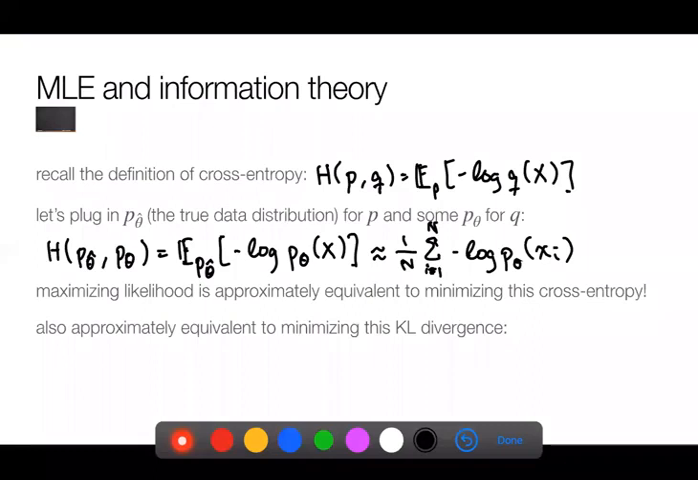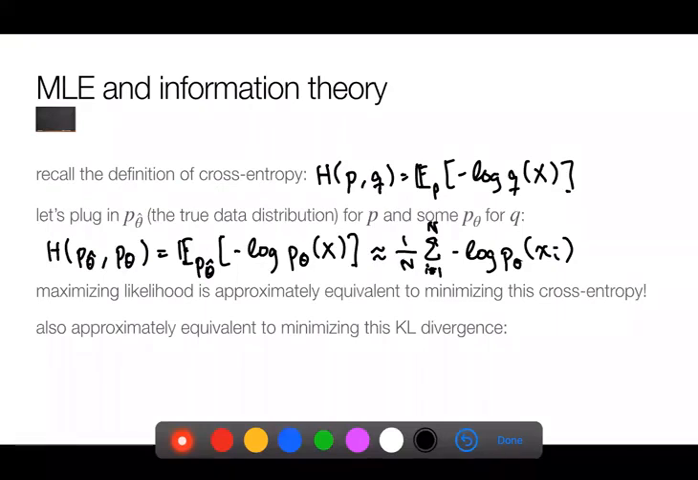Okay, this might look pretty familiar to some of you. It's basically just the log likelihood that we're trying to maximize in MLE, but negative, right? So if we're maximizing log likelihood, we would be minimizing this quantity. So therefore, maximizing likelihood is approximately equivalent to minimizing cross entropy. I say approximately because there's a Monte Carlo estimate stuck in the middle, right? Nevertheless, approximations aside, maximizing likelihood and minimizing cross entropy are actually the same thing.